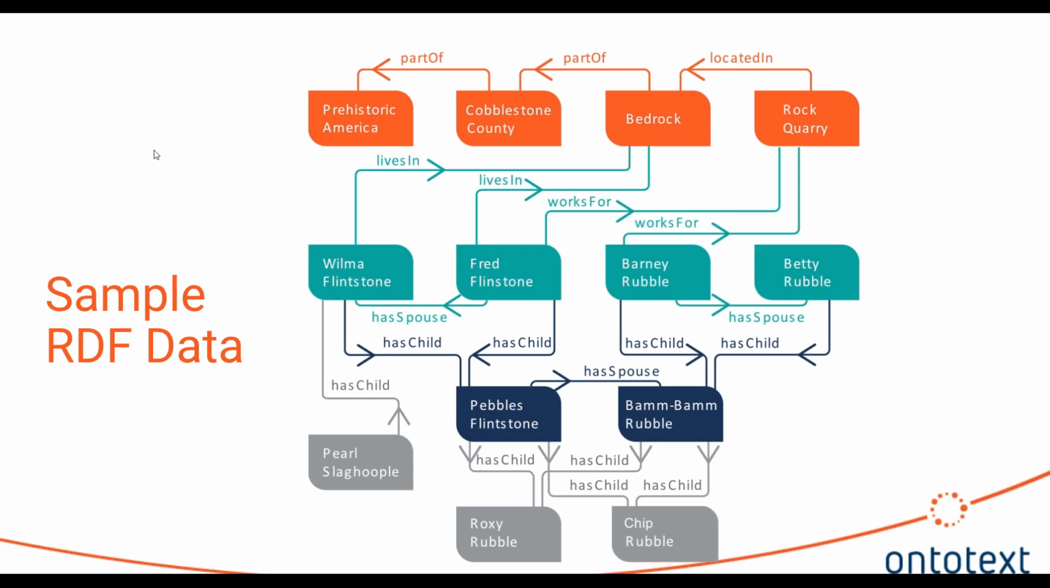Here, Fred Flintstone will be our subject. Works for is our predicate, and rock query is our object. You see that since we're schemaless, every single object can also be a subject in another triple. Here we have rock query as a subject, is located in Bedrock. This is how we build up our graphs.